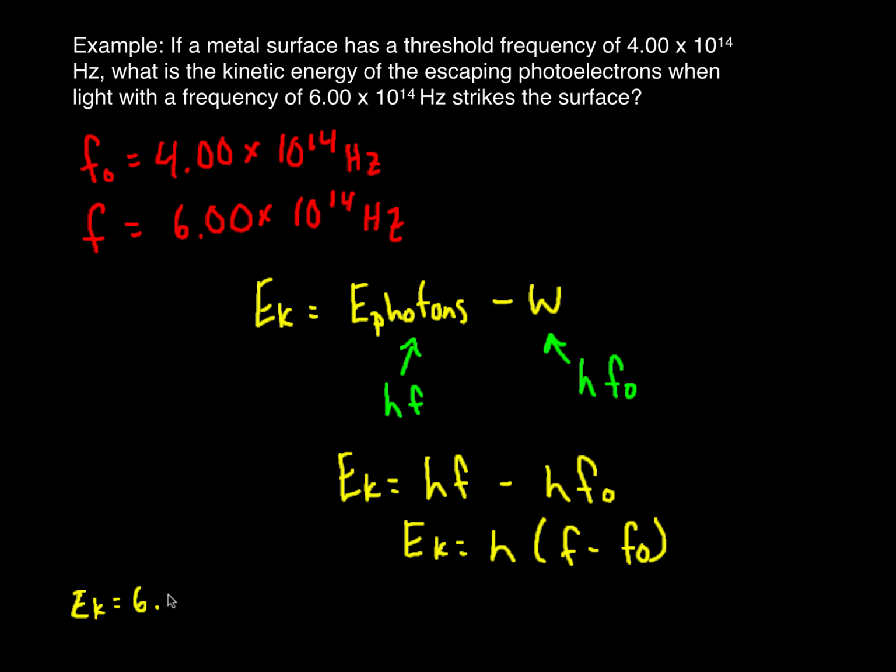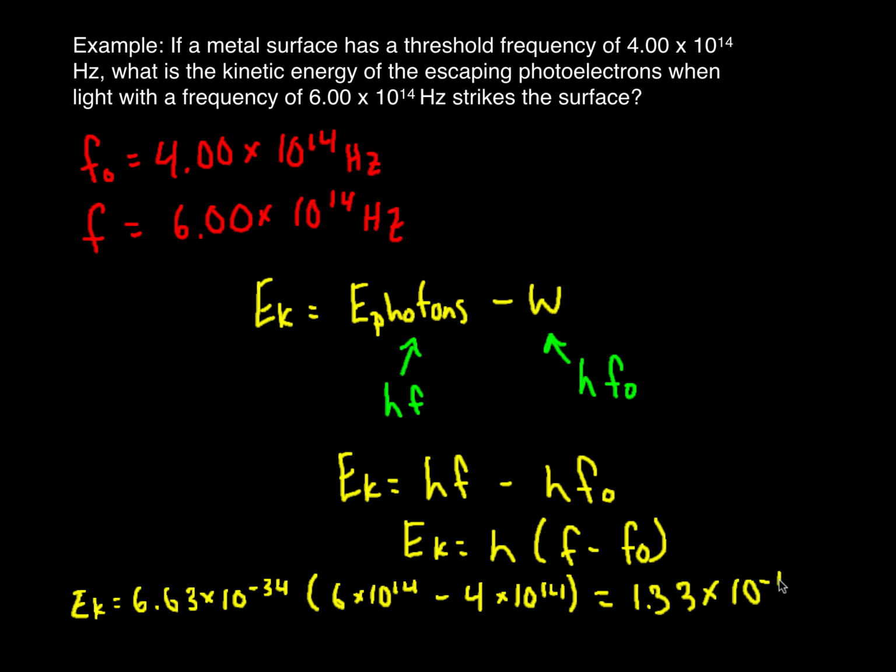This gives us Ek equals 6.63 times 10 to the negative 34 times 6 times 10 to the 14 minus 4 times 10 to the 14, which gives us a kinetic energy of the electrons equal to 1.33 times 10 to the negative 19 joules.